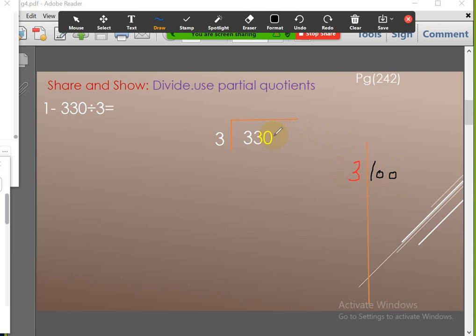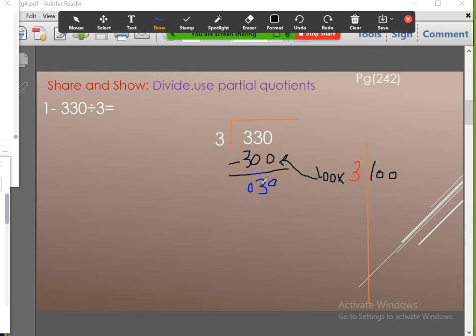So try to multiply 100 with 3. I will multiply the divisor with 100. 3 multiplied by 100 equals what? Equals 300. This is the answer for this multiplication. Now I will subtract. 0 minus 0 equals 0. 3 minus 0 equals 3. 3 minus 3 equals 0.